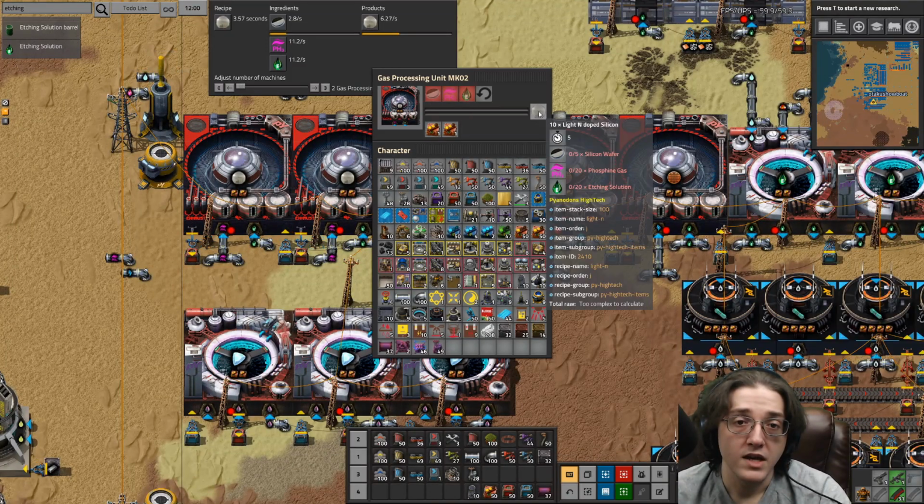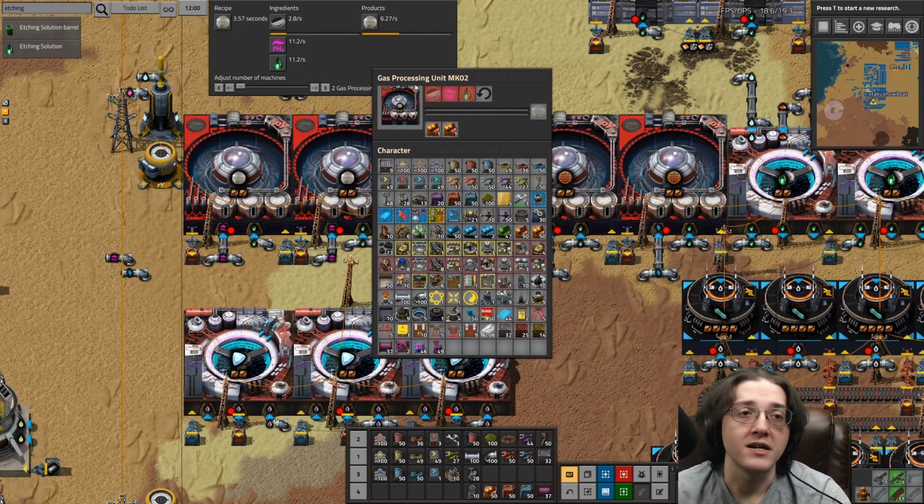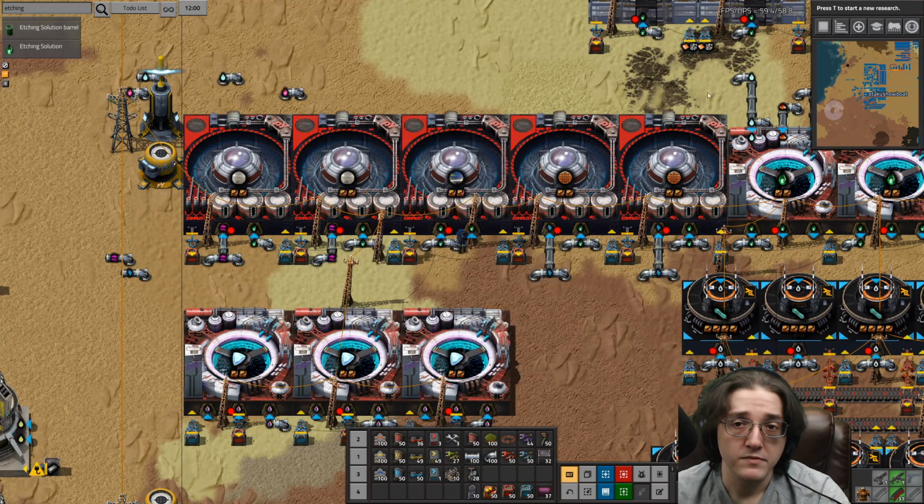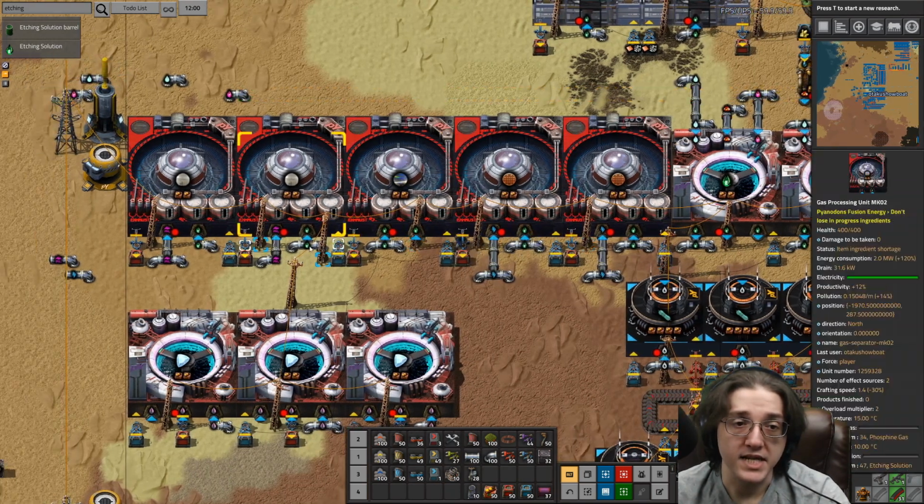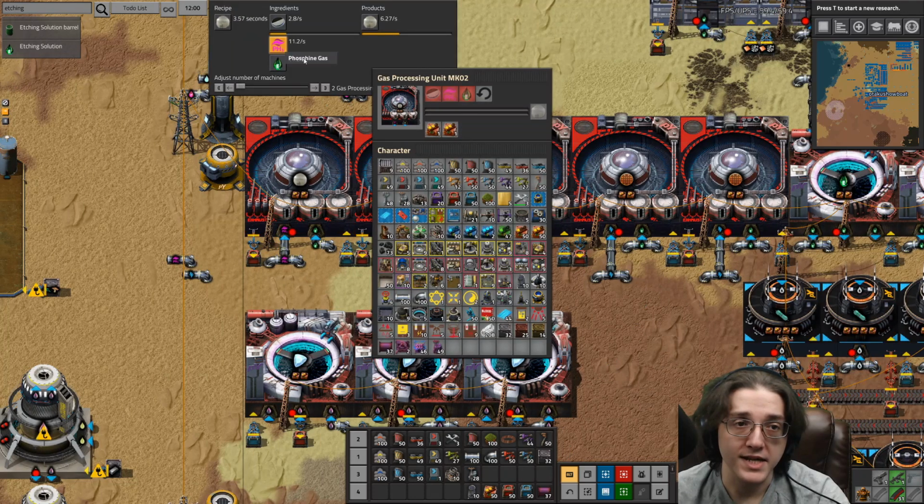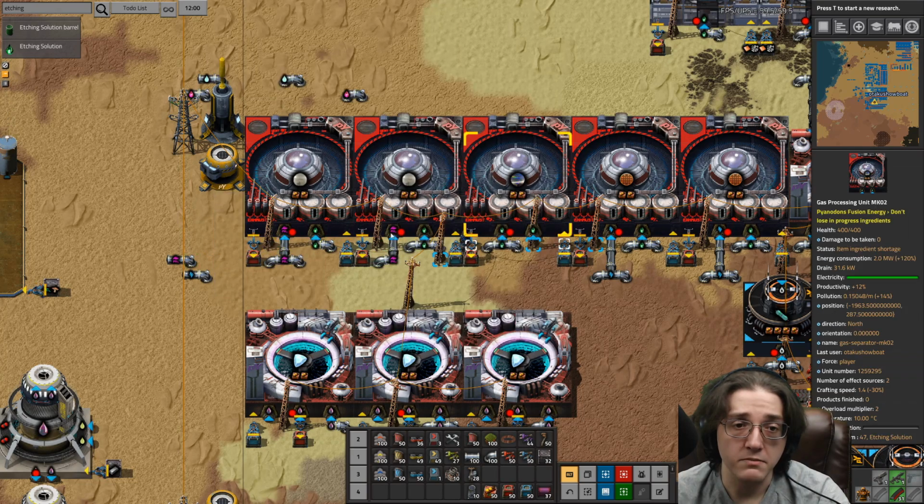First one, light N doped, or light nitrogen doped silicon, requires wafers plus etching solution plus phosphine gas. So here we go with the phosphoric acid processing again. So refer to phosphoric acid processing on the phosphine. You're going to have to bring the phosphine up.